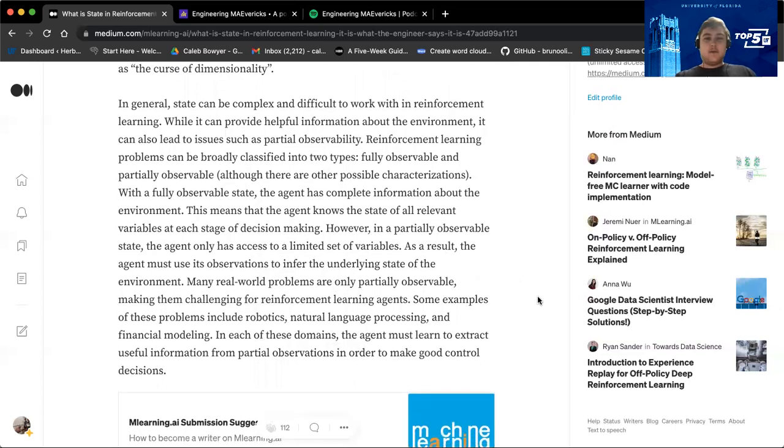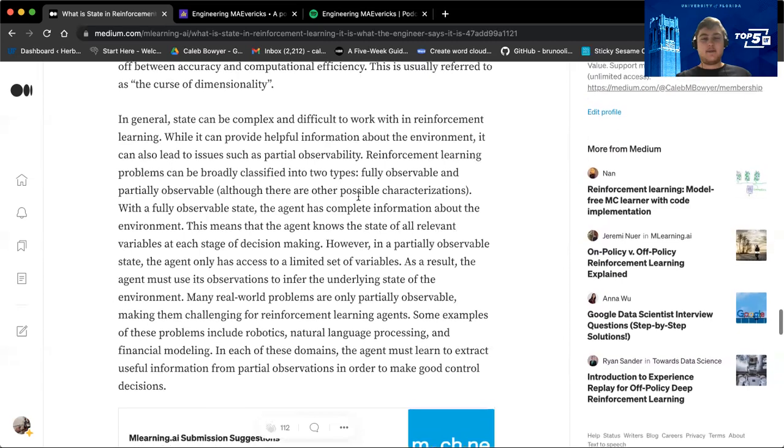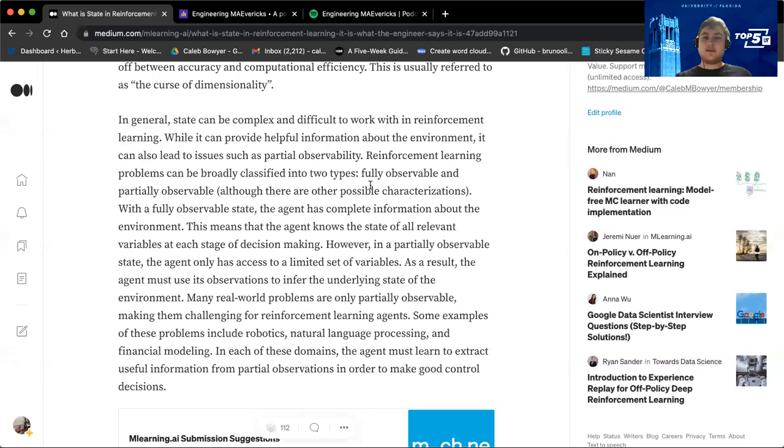While it can provide helpful information about the environment to a decision-making agent, it can also lead to issues such as partial observability, as I've discussed somewhat. Reinforcement learning problems can be broadly classified into two types in terms of the state, characterizing the problem based on the state or the agent, that is fully observable or partially observable. Although there are other possible characterizations to RL problems, to name a few, you could have a multi-agent RL problem, or it could just be the classical single agent problem, one task for one agent.